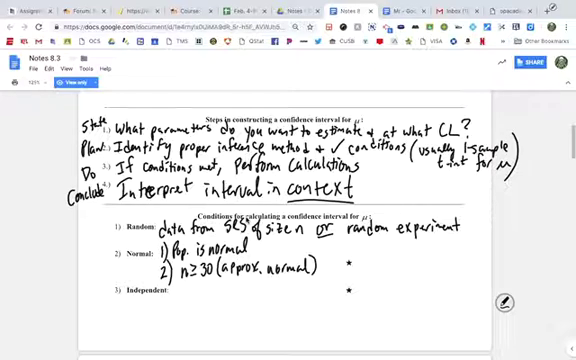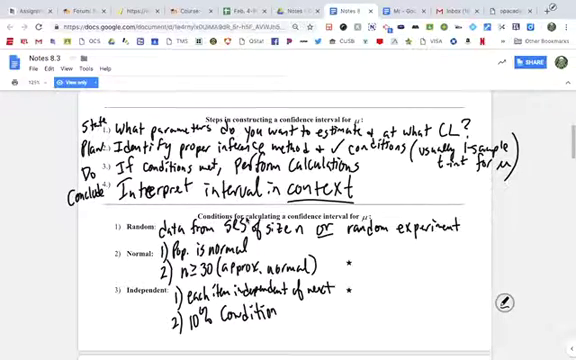And 3, each item is independent of the next. And to check that, our 10% condition. Okay, if you're told it's an experiment, you don't have to do a 10% condition. If you're told it's an experiment, you just automatically assume it's independent.